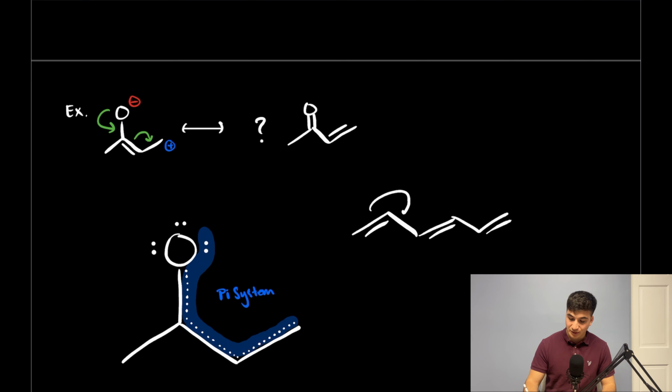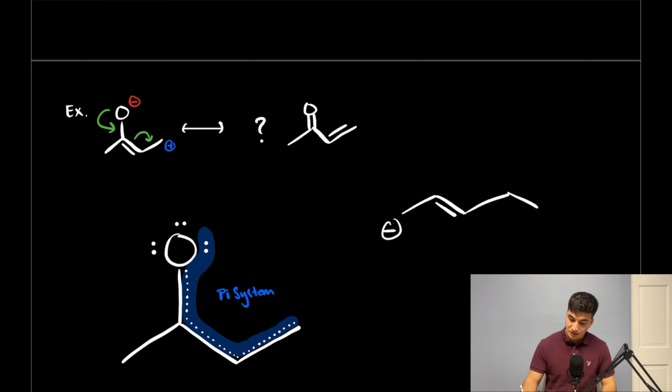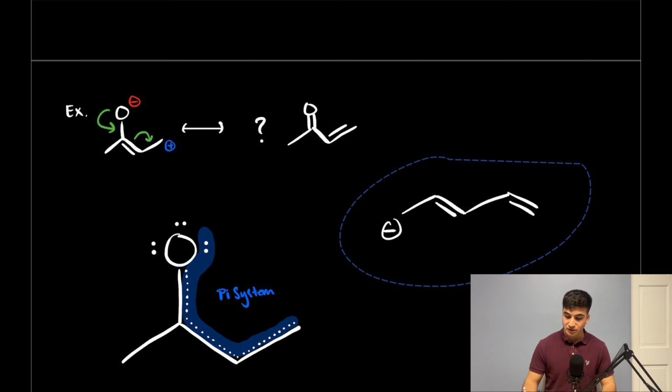That's a pi system because we could move these over. Another is to look for a negative or a positive charge next to double bonds. So something like this, right? We had a negative charge, we pushed down the lone pair to create a double bond, and we pushed this double bond over. So just look for consecutive charges or double bonds, and that's where you're going to see a pi system.